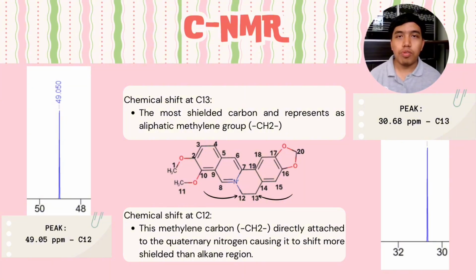Then, the chemical shift for carbon 12 appears at 49.05 ppm as a methylene carbon directly bonded to the quaternary nitrogen. It is shifted significantly compared to standard alkanes. Lastly, we can find the peak of carbon 13 at 30.68 ppm. This is the most shielded carbon in the berberine molecule, appearing atypical in the aliphatic methylene region, far from the deshielding effect. That's all from the NMR spectroscopy of berberine.